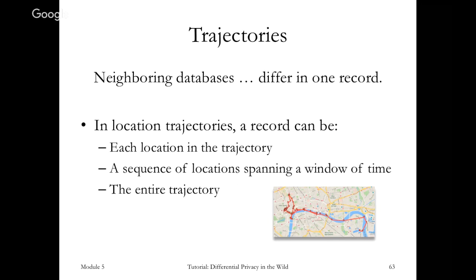For example, your cell phone can track your location through your GPS or your Wi-Fi at any point of time, right? So over time, you get a trajectory of locations that this individual went through. So in this case, what is a record? Is a record a single location at a single point of time for the individual? Or is it a sequence of locations spanning a window of time? Or is it the entire trajectory itself?